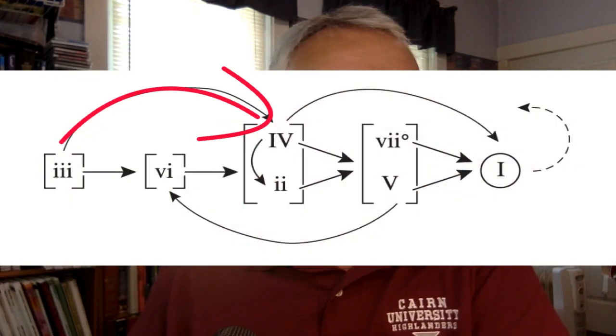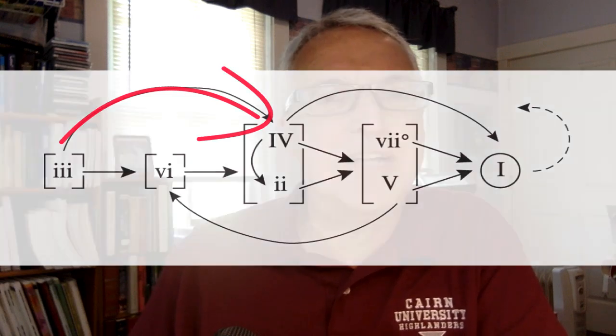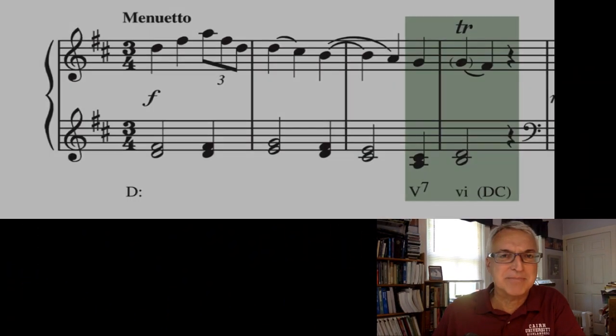The 3 to the 4 happens very rarely, but I do want to give you an example of the dominant proceeding to the submediant, or the deceptive cadence. And here we have an example in a piano piece by Haydn.